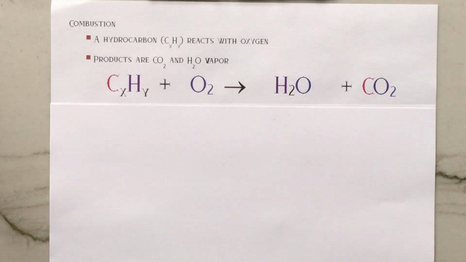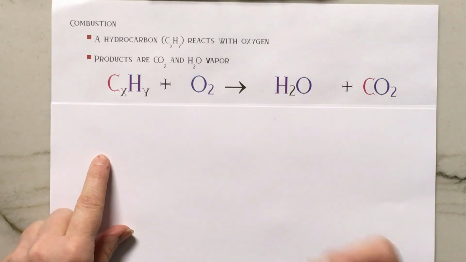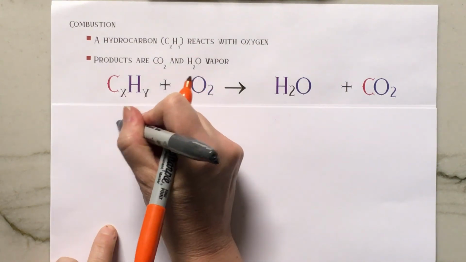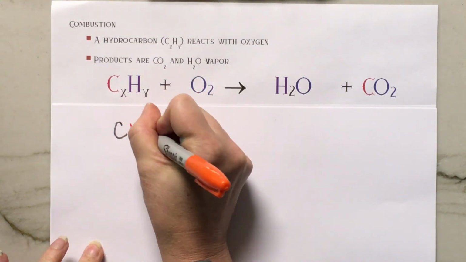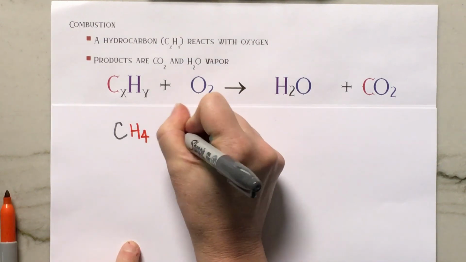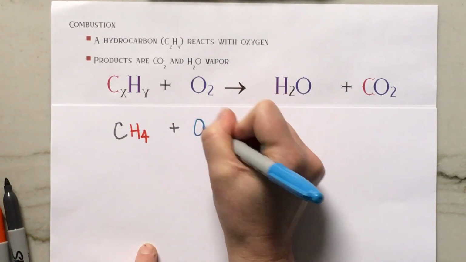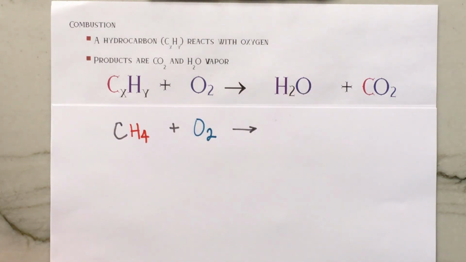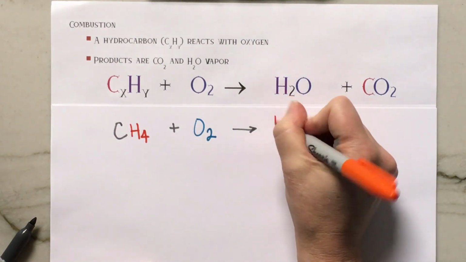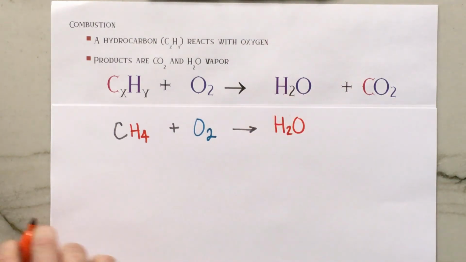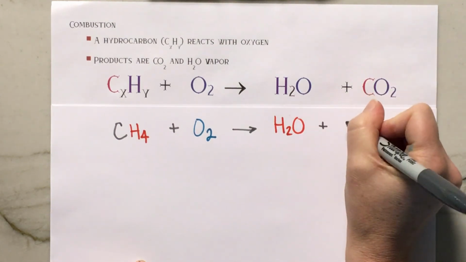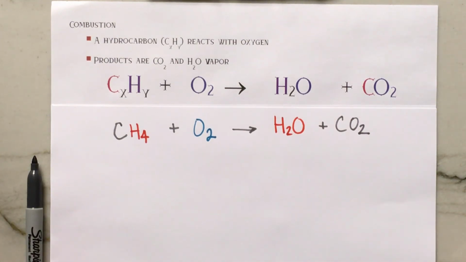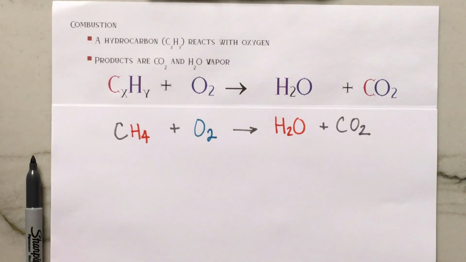You might have it at your school when you work with your Bunsen burners. So we have methane, which is going to be CH4, and it is going to react with oxygen gas, and every single time we're going to have water and carbon dioxide. That's it. Every single time for complete combustion.